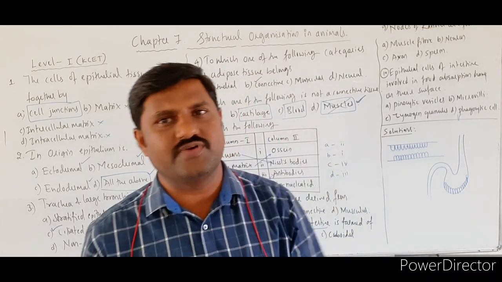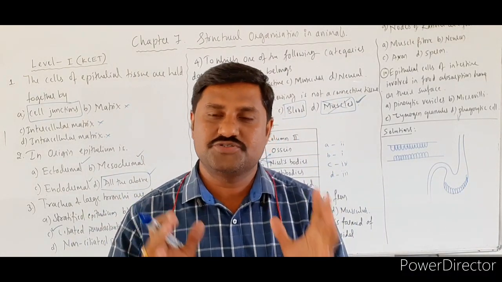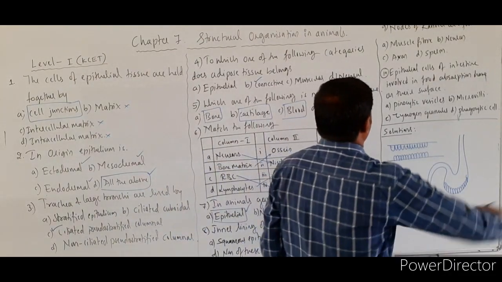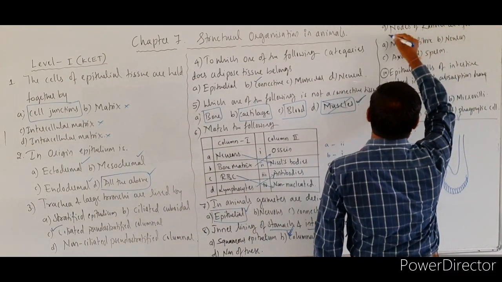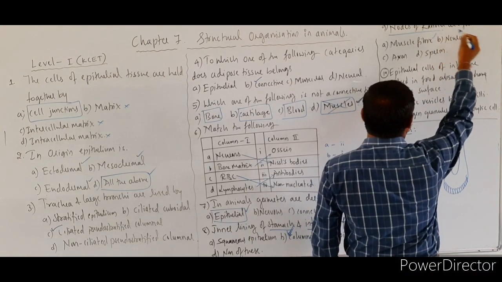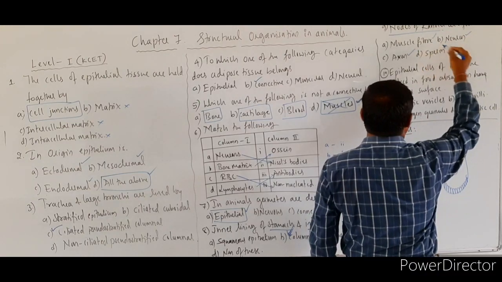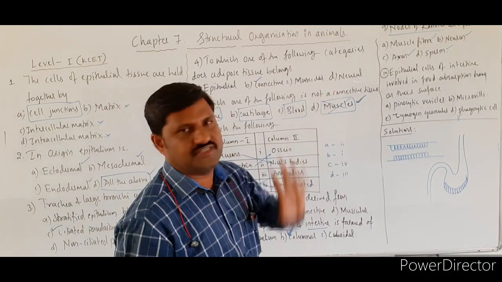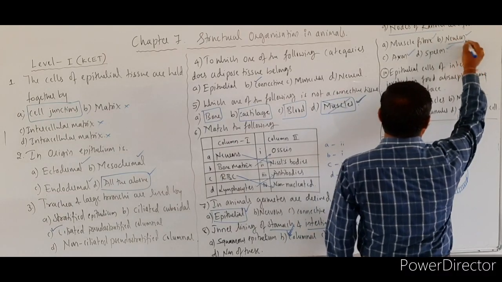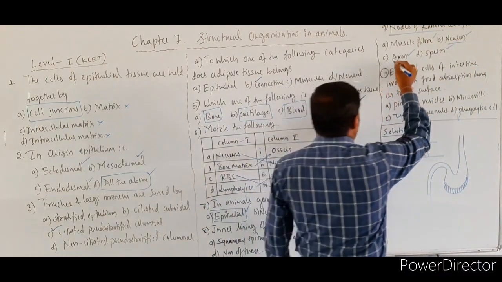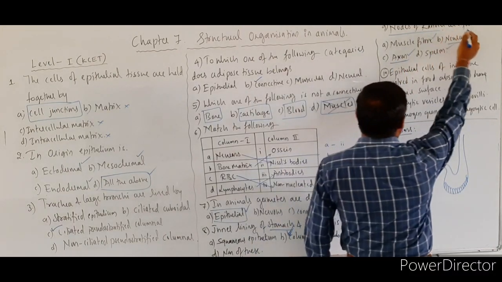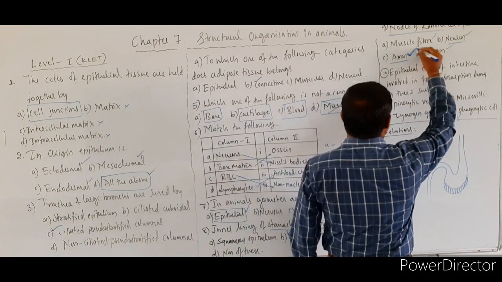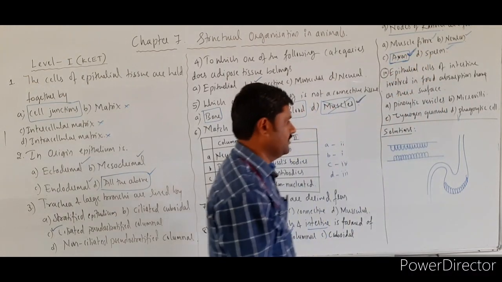Nodes of Ranvier are usually found in the structural and functional unit of nervous tissue, that is the neuron. The options are muscle fiber, neuron, axon, sperm. Here, for the neuron, two parts are given: the neuron is there as well as the axon. But the nodes of Ranvier are usually found in the axonal part. That's why the correct answer for this question is axon.